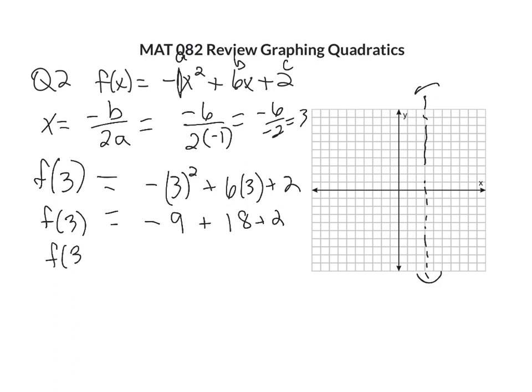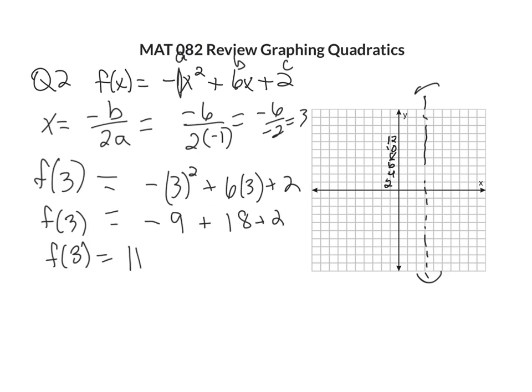That will give you negative 9 plus 18 is positive 9 plus 2 is 11. Now if I look at my graph, it does not actually count up to 11, so I'm going to have to count by 2's here. So it's going to be 2, 4, 6, 8, 10, and 12. 11 will be halfway between there. So my vertex is at 3, 11.